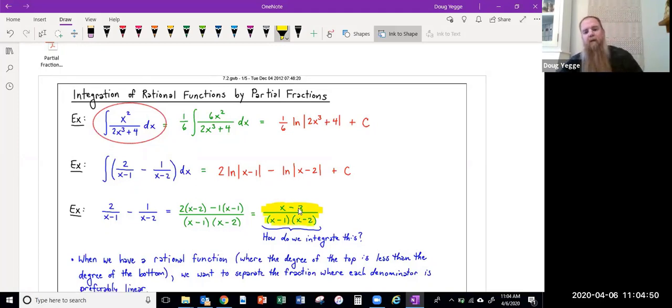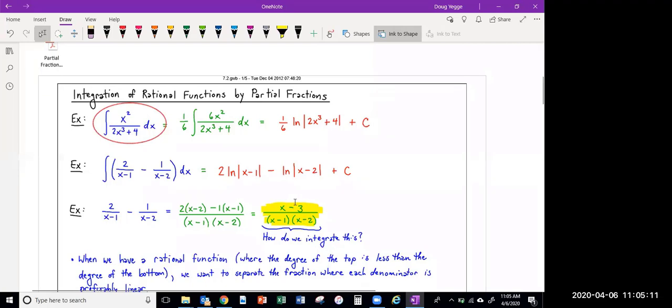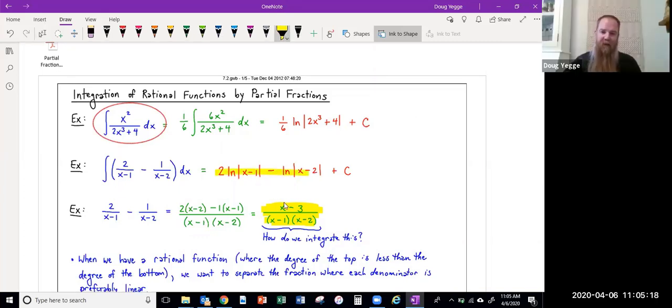Right? So what you should agree is that if I were to integrate this function, can anybody tell me what the answer would be? What would the integral of this function be? I'll give you a clue. We already know it. Can somebody tell me what the integral of this is? 2 ln of absolute value x minus 1 minus ln of absolute value x minus 2. Very good. It's this.